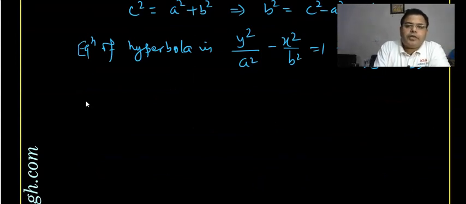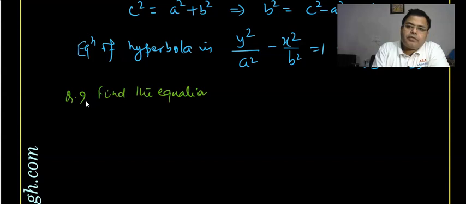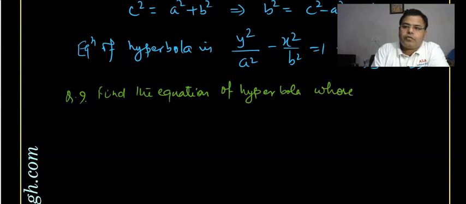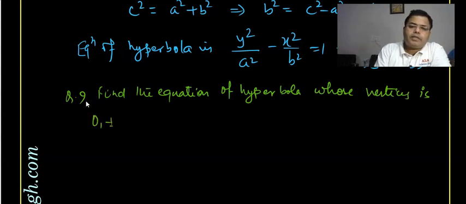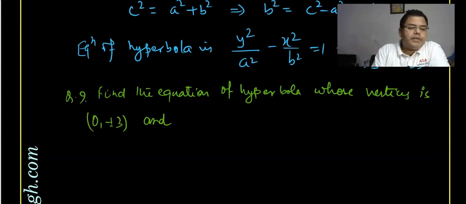Now the next question, question number 9. Find the equation of hyperbola whose vertices are 0 comma plus minus 3 and foci are 0 comma plus minus 5.